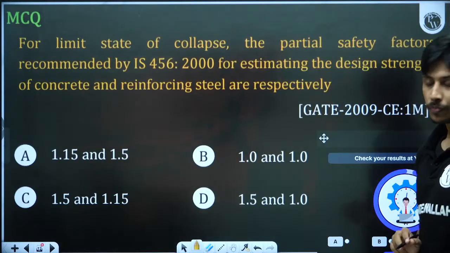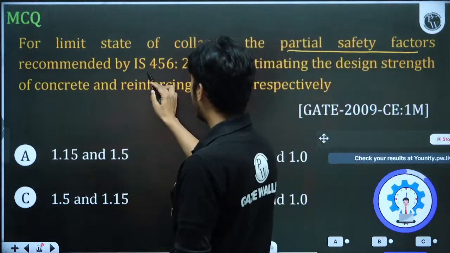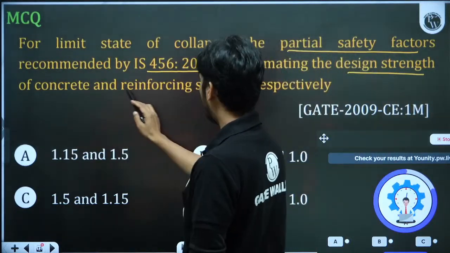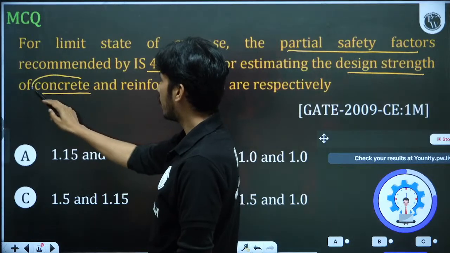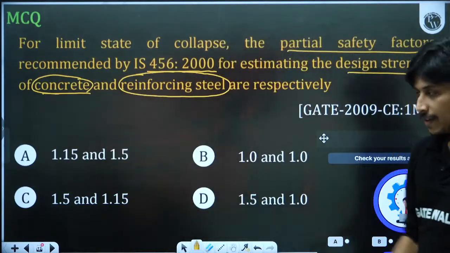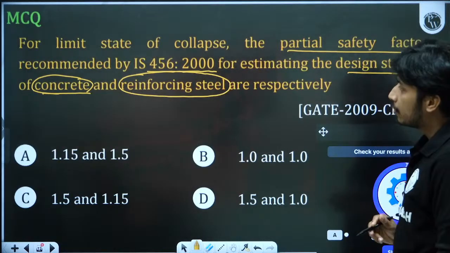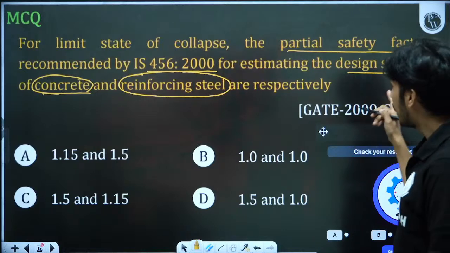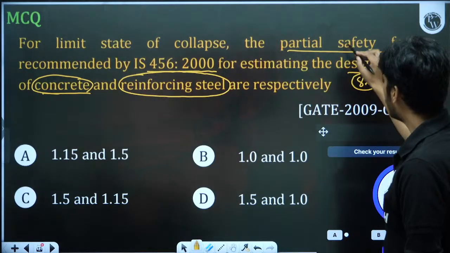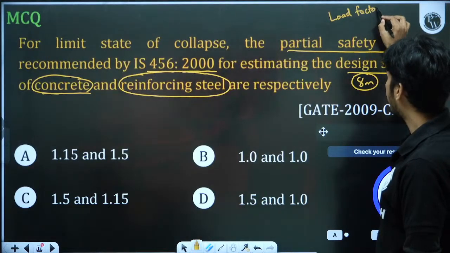This is also direct answer based. Here it is asking the limit state of collapse, the partial safety factors as recommended by IS 456 for design strength, for concrete and for steel. For concrete first you have to tell, then for steel. This is direct answer based, but here it is asking the design strength factor, gamma m. Sometimes it can also ask the load factor, in another question.